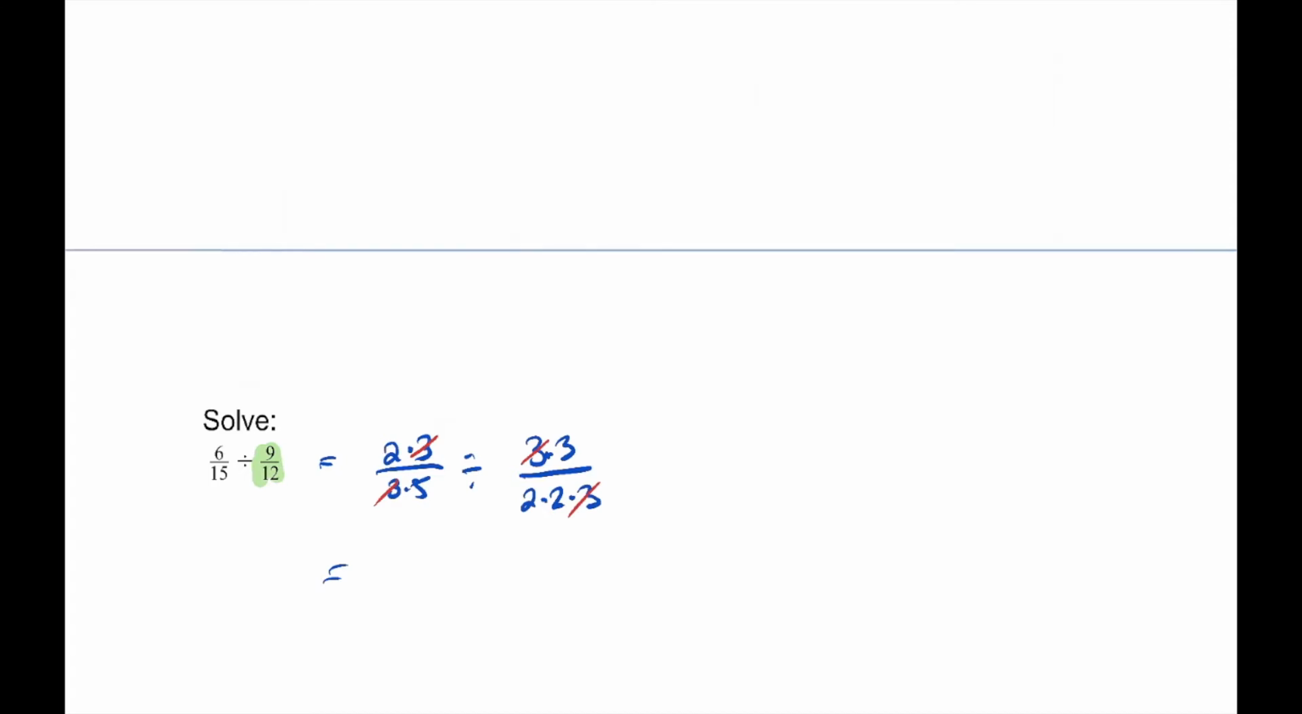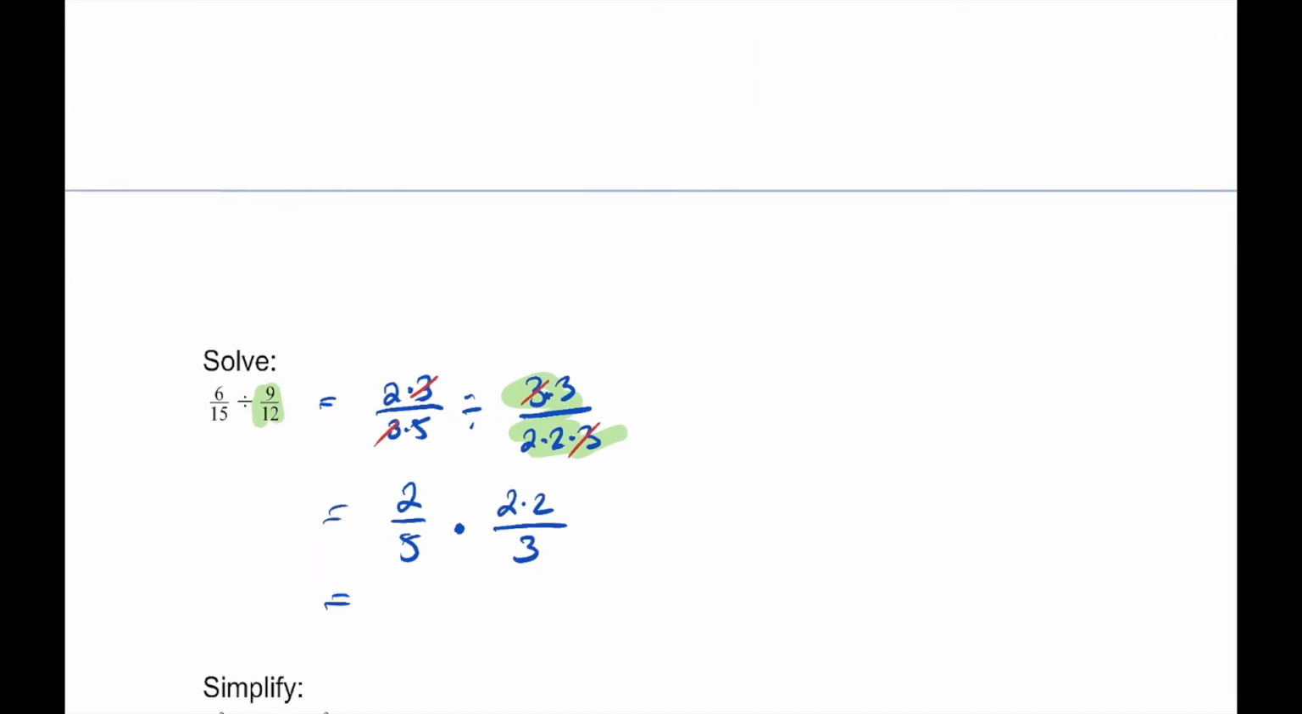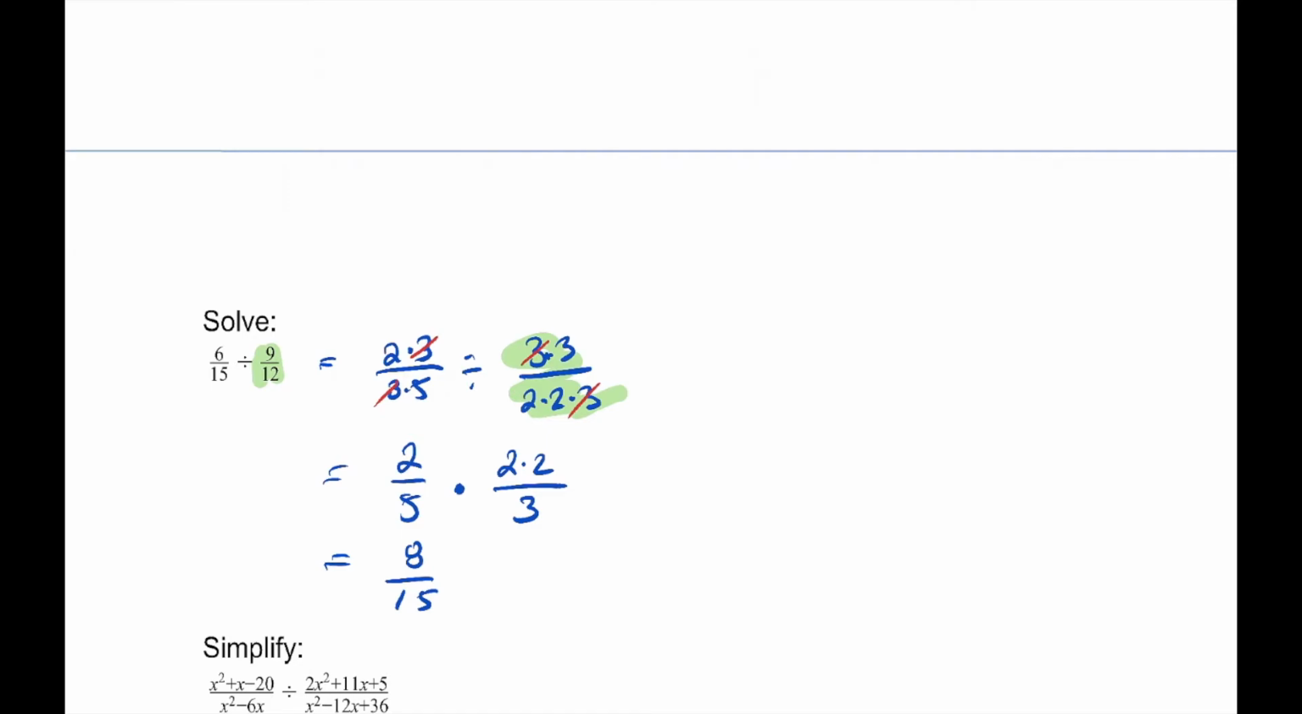So now that we have that reduced, we're going to have 2 over 5 times, well, we reciprocate the fraction that we're dividing by. So that's going to be 2 times 2 over 3. In this case, can I reduce any further? Nope. So it's going to be 2 times 2 times 2, which is 8 over 15. Okay, so we take those same strategies that we did before, except before we go off and multiply, sorry, instead of dividing, we're going to multiply by the reciprocal.